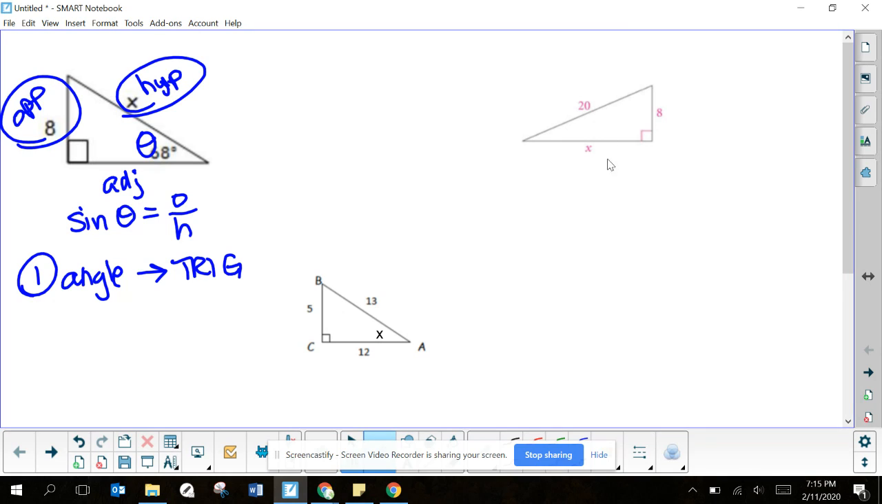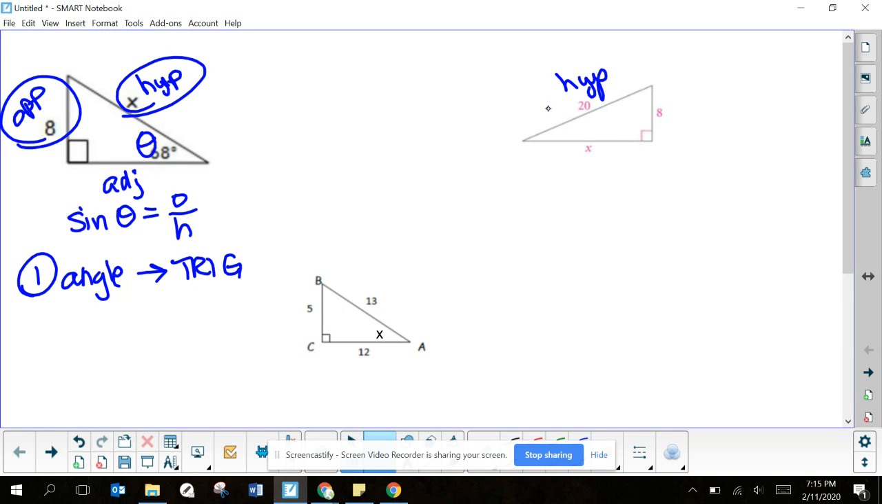If you look at the second triangle over here, you'll notice that we have a 20, an 8, and an x, but you'll also notice that there's no angles inside that triangle. We know there's a 90 degrees, and that 90 degrees is helpful to tell us where our hypotenuse is. But other than that, we don't know anything about this triangle except that it's got three sides.